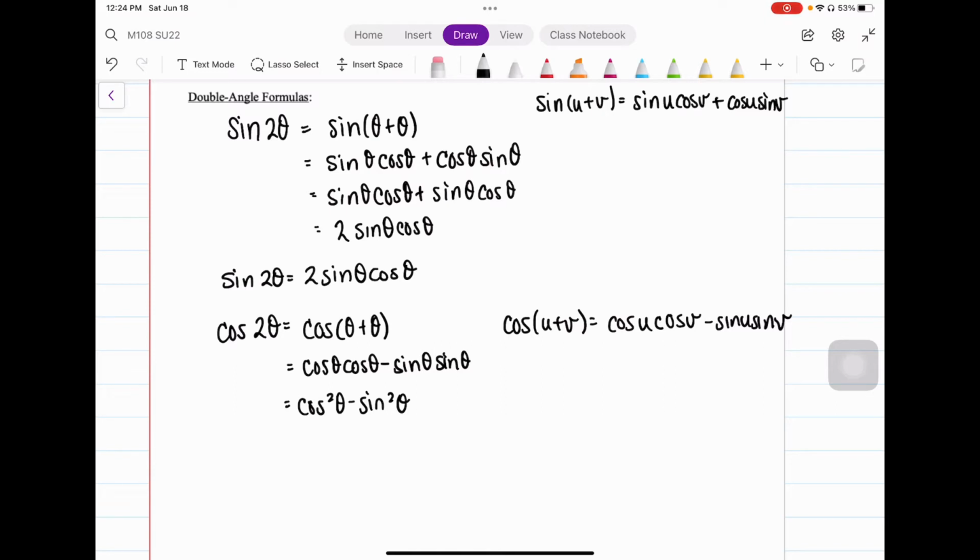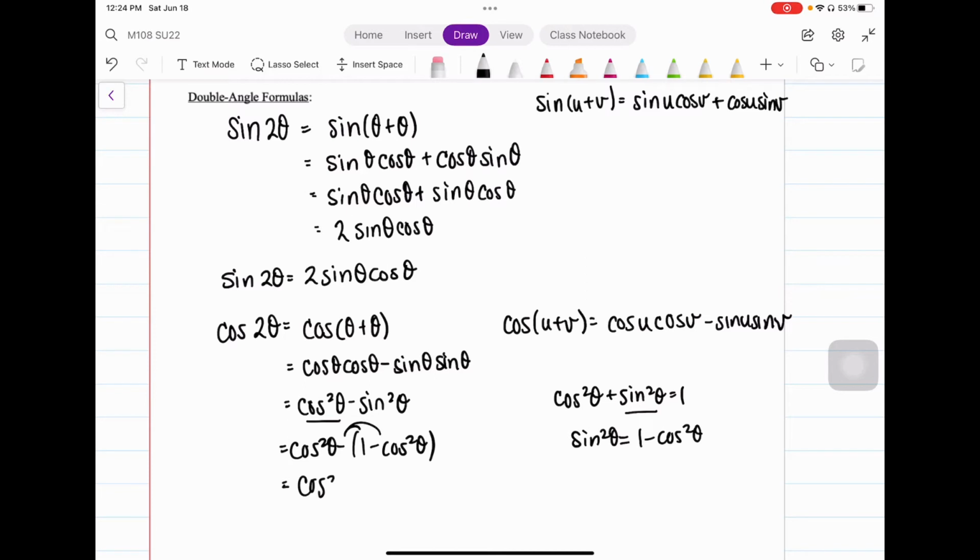Now, we do know by the Pythagorean identity that cosine squared plus sine squared is equal to 1. So if we wanted to write this all in terms of cosine, I can replace sine squared of theta with 1 minus cosine squared of theta. Distributing the negative, we get cosine squared of theta minus 1 plus cosine squared of theta, or 2 cosine squared of theta minus 1.